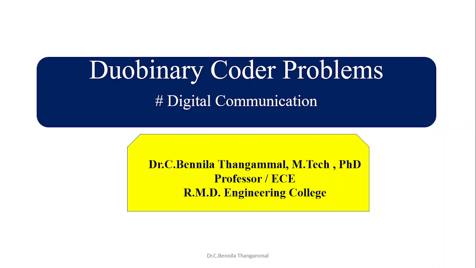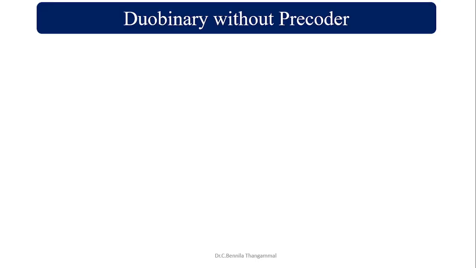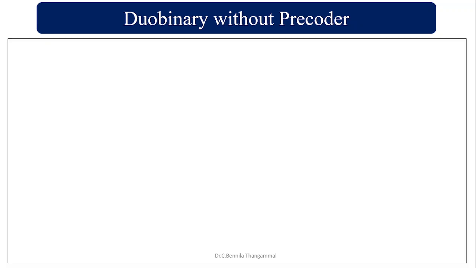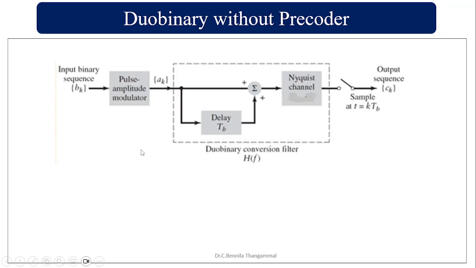Hi, today we are going to see Duobinary coder problems in digital communication, and this is Manila. The Duobinary signaling system is used to double the transmission capacity of a straight binary system. First, we will see the Duobinary without precoder.